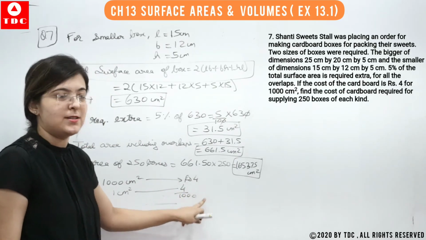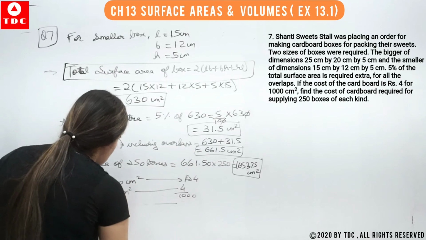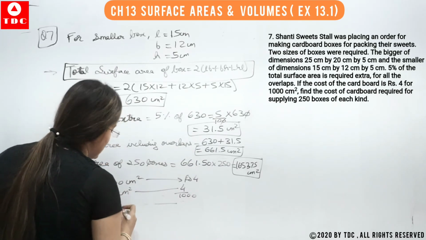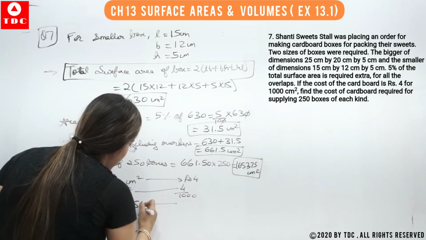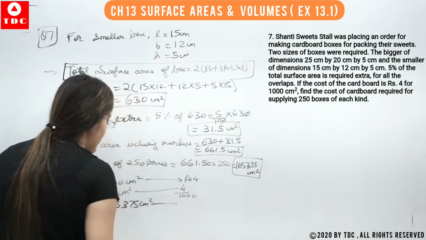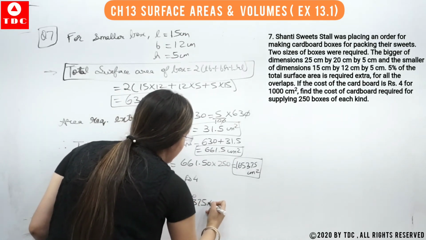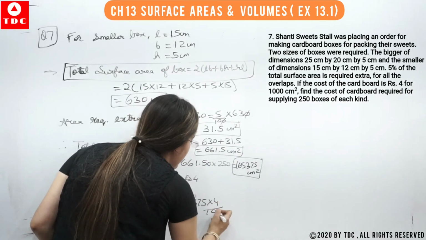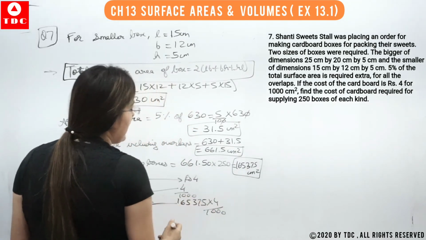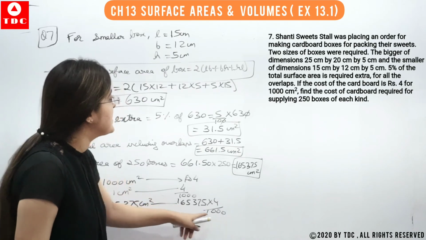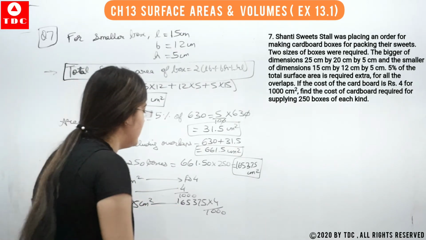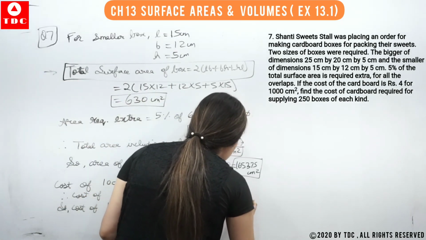So 1 will cost this much. So cost of our total area is 165,375 centimeters square. Its cost will be 165,375 into 4 by 1000. So multiply this and put the decimal from 3 backward. How much will you get?